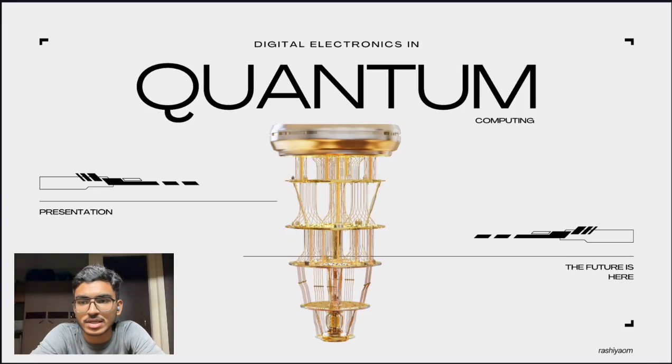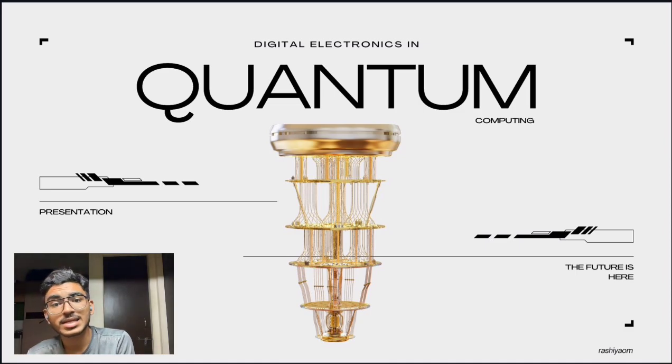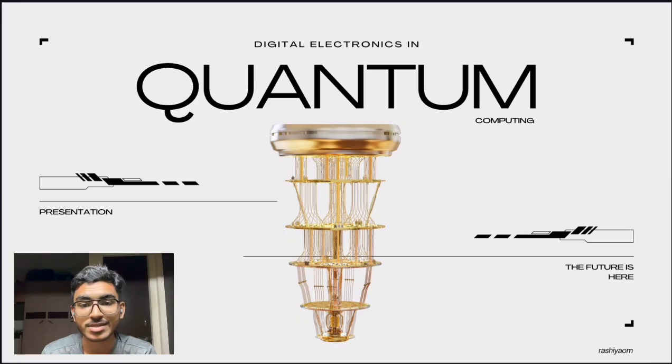But have you ever wondered what actually makes a quantum computer work? Well, we often hear about things like qubits, entanglement, and superposition. There's a silent partner that's just as important: digital electronics. In this video, we'll explore how classical digital components like logic circuits, microcontrollers, and signal processors are not just supporting the quantum computers but are absolutely essential to make them work.